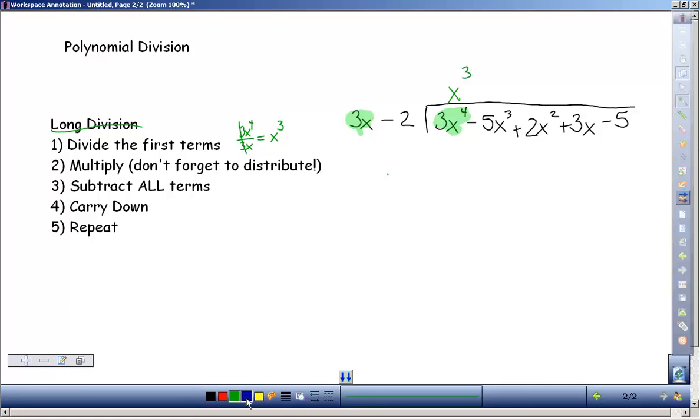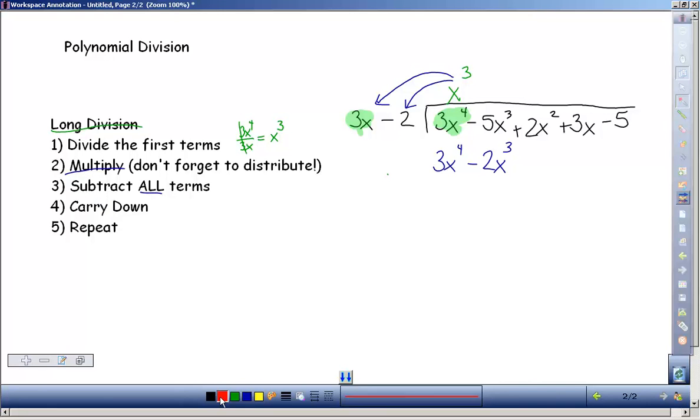My second step is to multiply. But I see this warning here of don't forget to distribute. This is a binomial, so in order for me to say x cubed, I am going to have to distribute it to both of them. So x cubed times 3x is going to be 3x to the fourth, and x cubed times negative 2 is going to be negative 2x cubed. So that is my multiply step.